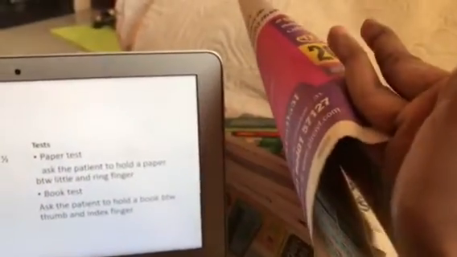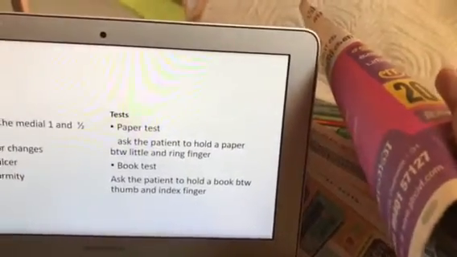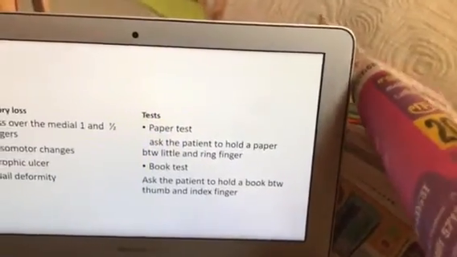So the patient will not be able to hold, because your interosseous is out. Which interosseous? Adduction is not possible, meaning palmar interosseous adduction. So he will not be able to hold. If you remove the paper, they can easily remove it. They will not be able to hold.